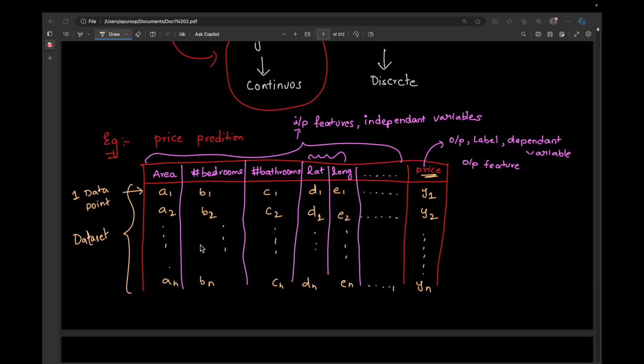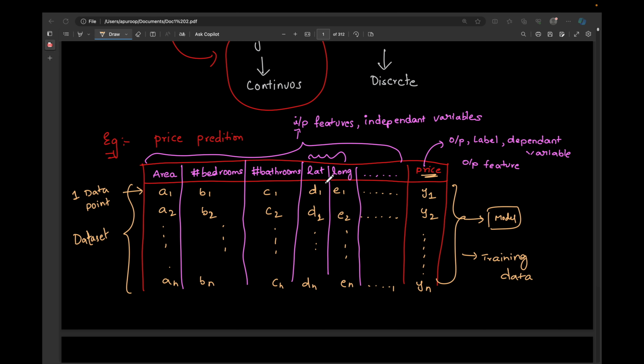With the help of this data set, we'll be training our model. In general, the data that we show to the model, we call the training data set. So if we are showing this whole data to our model, then we say this is our training data.